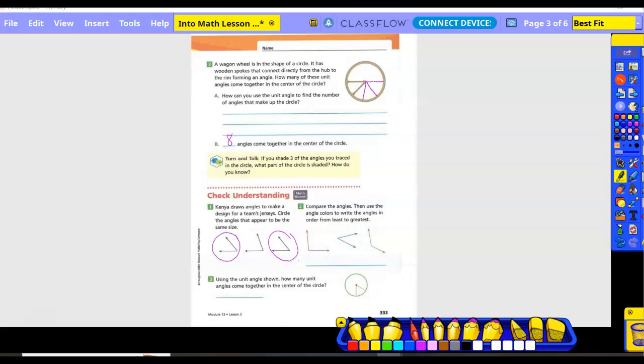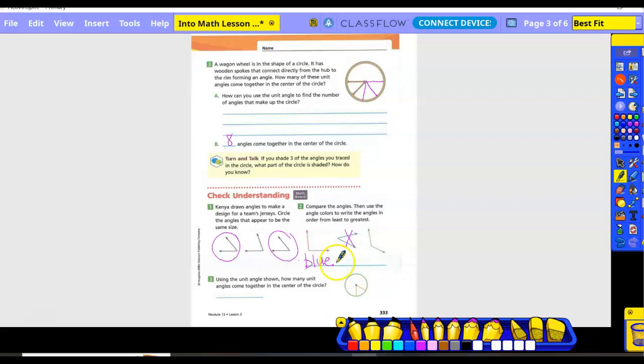Bigger or greater, okay? Number 2, compare the angles, then use the angle colors to write the angles in order from least to greatest. So which one is the smallest angle? Which one is not open very far? The blue. Okay. Then which one is next? Red. Is that red? Okay.